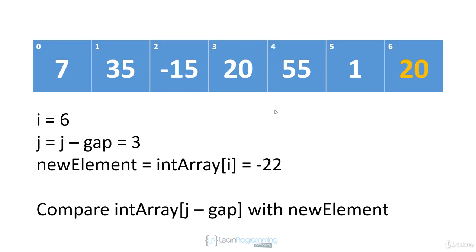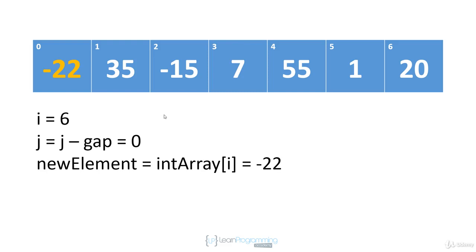Now at this point, we're going to subtract the gap from j, and then we're going to compare minus 22 against what's at position 0, because we want to go 3 elements away again. Minus 22 is less than 7, so we're going to shift 7 into position 3. And at this point, we've hit the front of the array. There are no more elements to compare minus 22 against, and so we assign minus 22 to position 0.